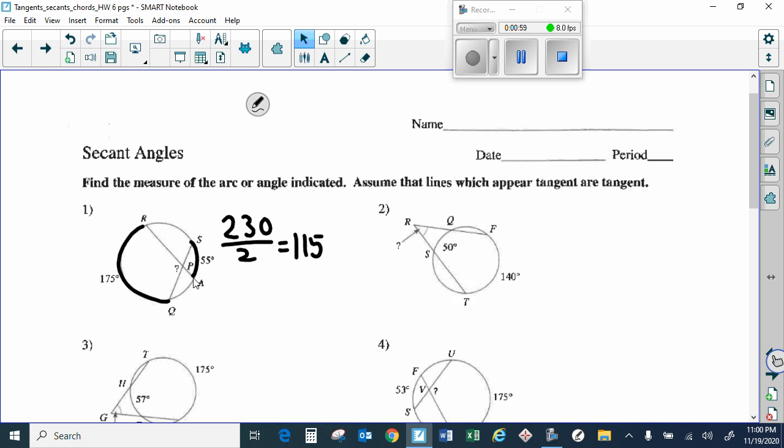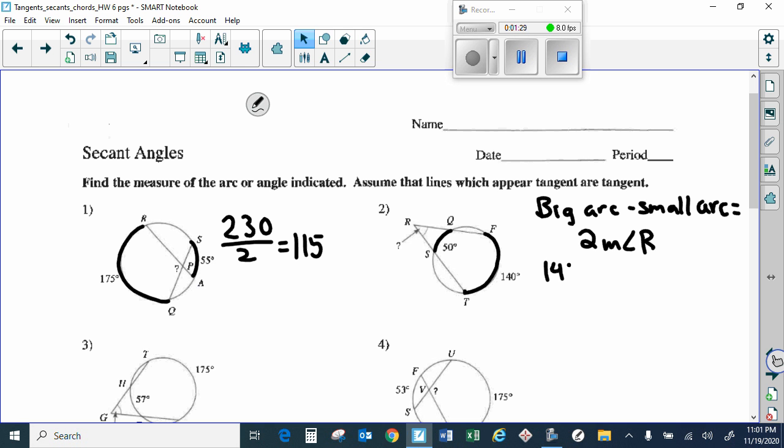Here we have two secants. And again, it is the outer arc minus the inner arc. Also, you could consider the big arc minus the small arc. Okay, which is what it says, big arc minus small arc equals 2 times the measure of angle R in this case. So big arc minus small arc, 140 minus 50 equals 2.